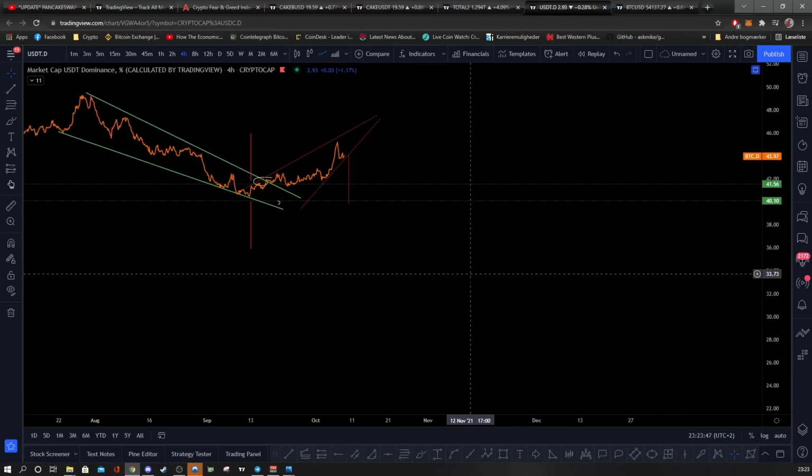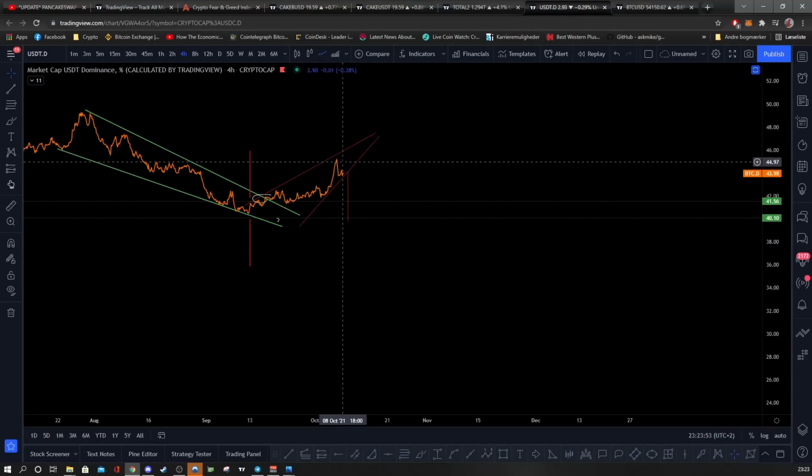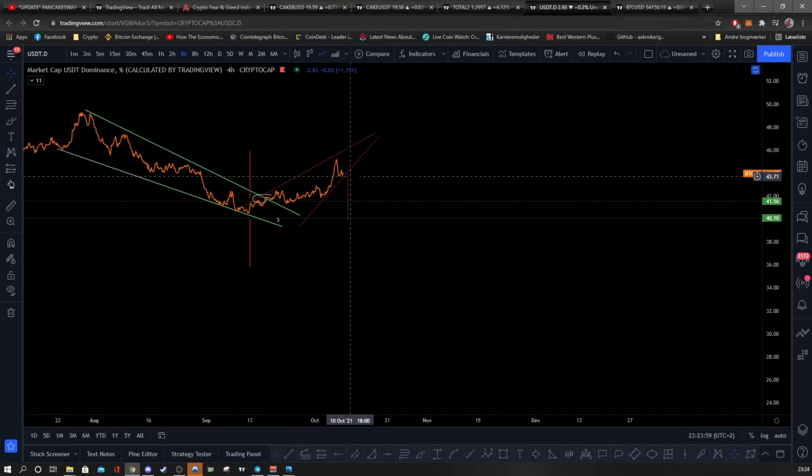Bitcoin dominance hit our target. Did it? Oh no, it didn't hit our target, but it almost hit a target right there. All right, we are seeing some resistance right now, right over this area. So it did fall down.